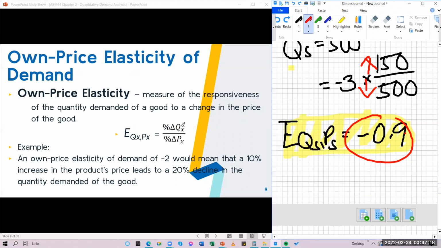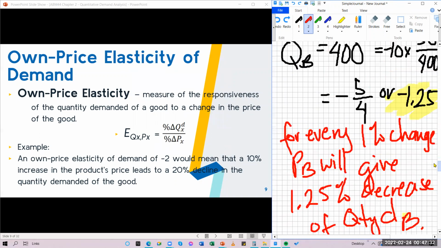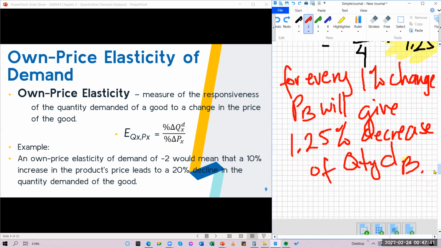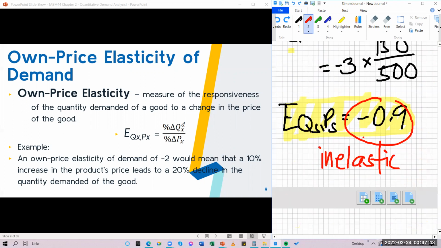Because it is negative and its absolute value is less than 1, this is an inelastic demand. The first one, 1.25, is elastic demand, given that its absolute value is greater than 1. This one is less than 1, so that is inelastic. That is how you will be solving the own price elasticity of demand.